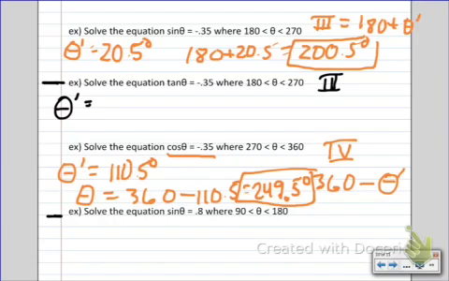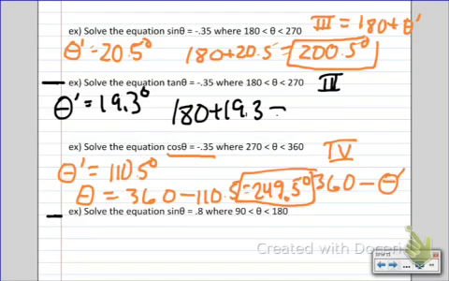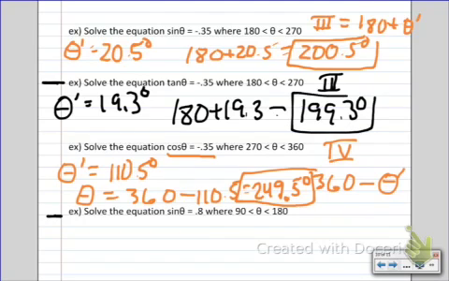I need to find theta prime, so I put in 0.35 into my calculator, second tangent, and I get about 19.3 degrees. So I take 180 plus 19.3, and I get 199.3 degrees as my answer. And I could always check that by hitting the tangent button. Yep, it's about negative 0.35. Very good there. Let's try the last one.